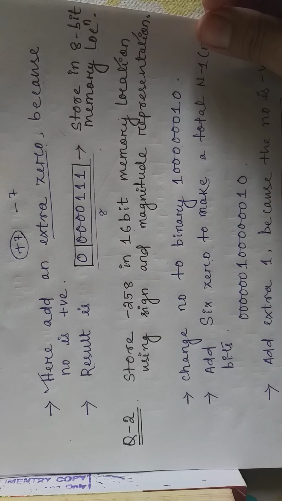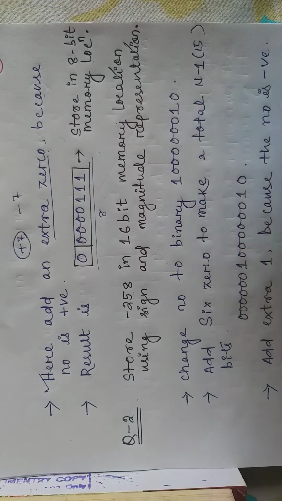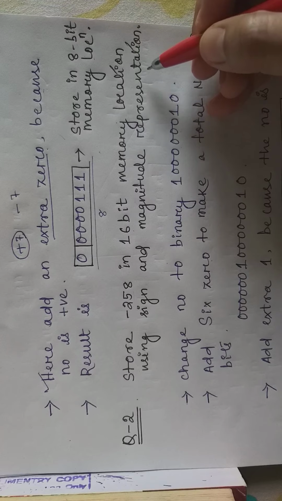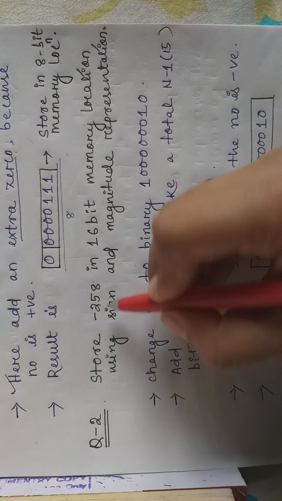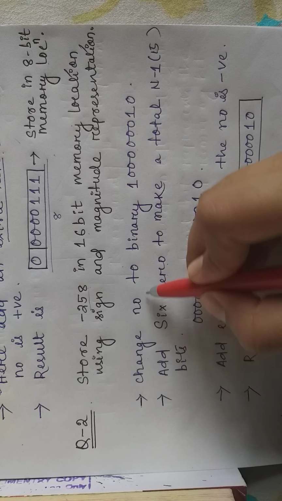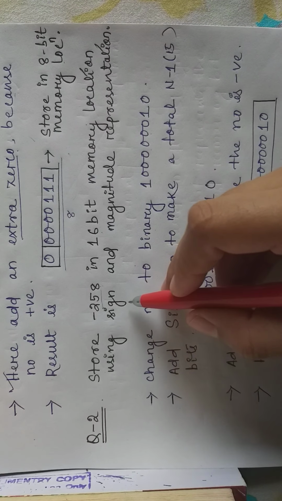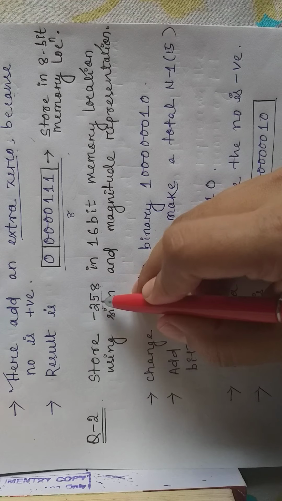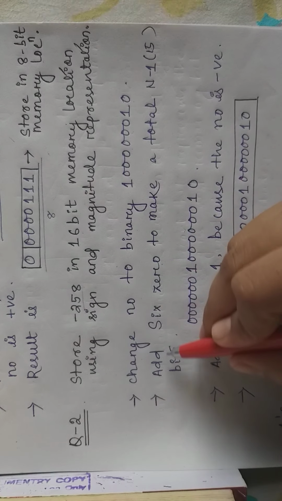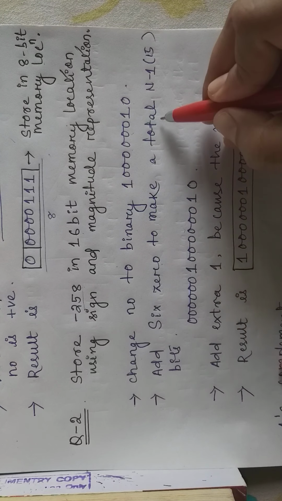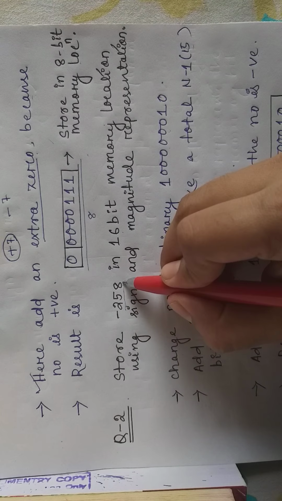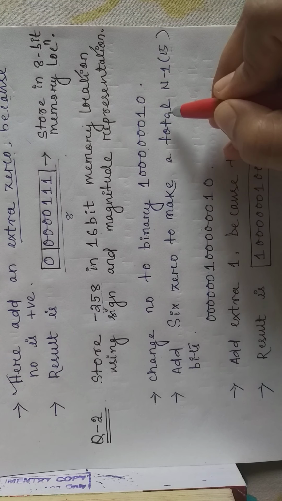Store minus 258 in a 16-bit memory location using sign and magnitude representation. The number is 258, but the number is negative. First, change the number to binary, as we know the binary form of 258 is 100000010. Then add 6 zeros to make the number 15 bits. As the number is minus 258, we add 1 as the sign bit.